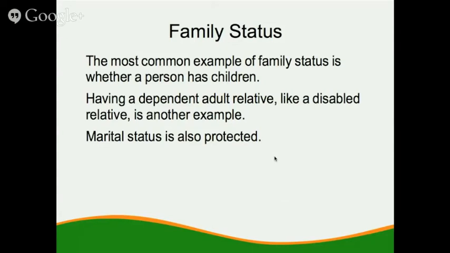Another example might be having an adult relative. So you might have a disabled parent or some other relative who needs to be with you and is dependent on you. And so in that case, that can also be considered a kind of family status. And marital status is also something that's protected. So just be aware this is something that may not be immediately visible or obvious when somebody comes and applies, but all of these things are protected by law.